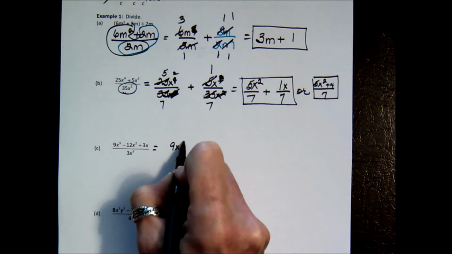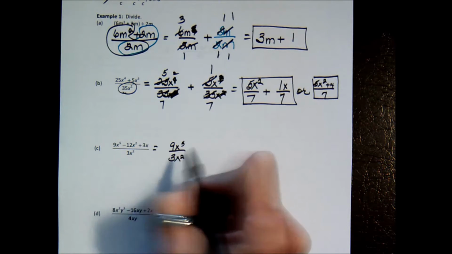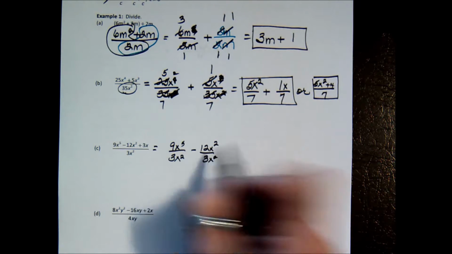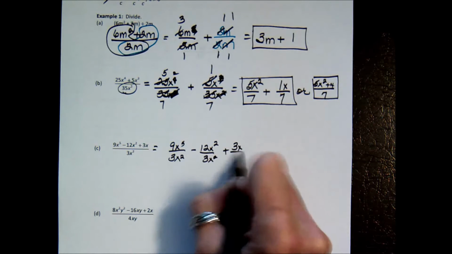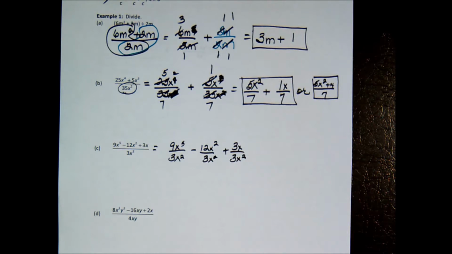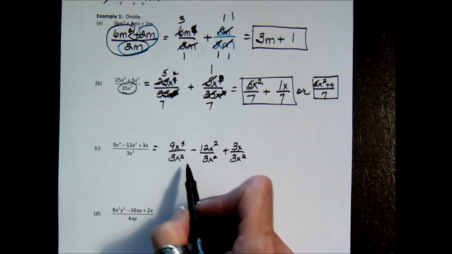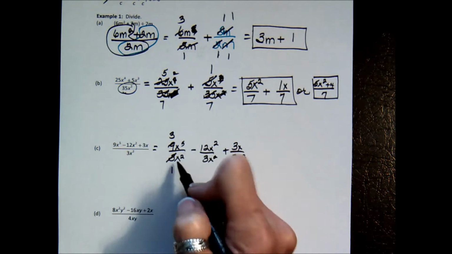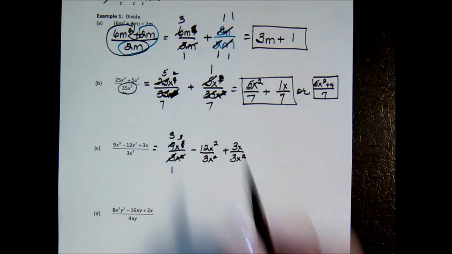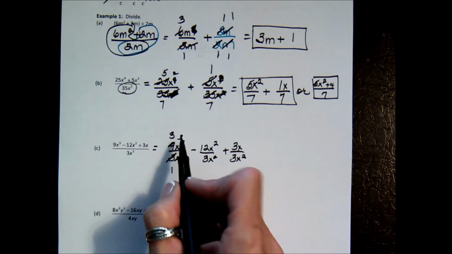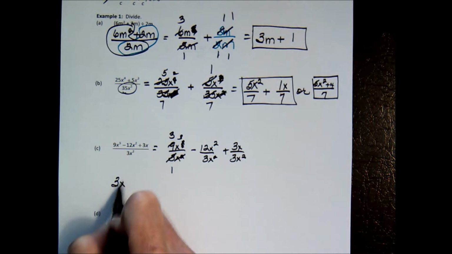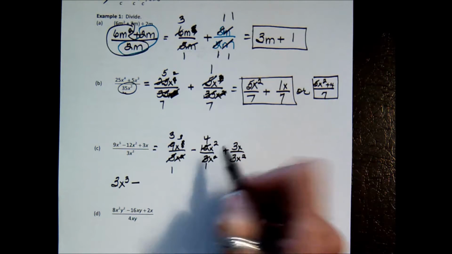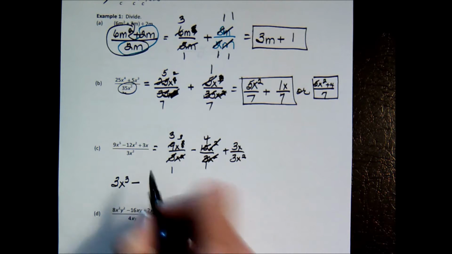So 9x to the fifth over 3x squared, minus 12x squared over 3x squared, and plus 3x over 3x squared. So they all share that same common denominator. Now there's something a little tricky about this one, so watch carefully. 3 goes into 3 once, it goes into 9 3 times. X squared cross cancels 2 of those, leaving 3. So my first piece that's left is 3x cubed. 3 goes into 12 4 times, into 3 1 time. The x squareds cancel each other, so it's just a 4.